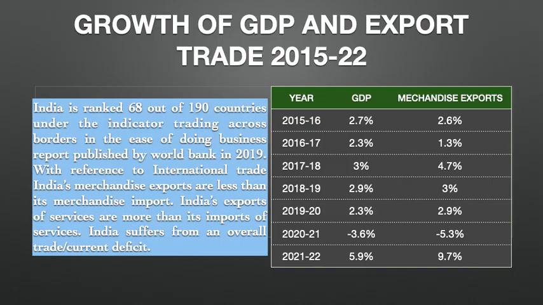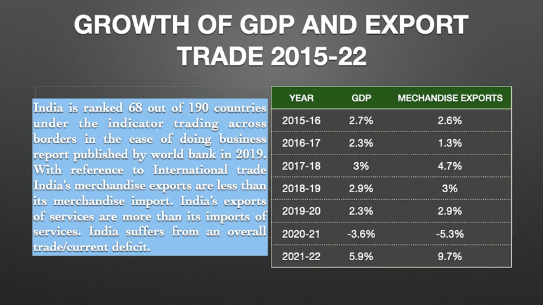Now let us examine the data and growth of GDP and export trade from 2015 to 2022. India is ranked 68 out of 190 countries under the indicator trading across borders in the Ease of Doing Business report published by the World Bank in 2019. With reference to international trade, India's merchandise exports are less than its merchandise imports. India's exports of services are more than the imports of services. India suffers from an overall trade and current account deficit. So now let us examine the data from 2015 to 2022.